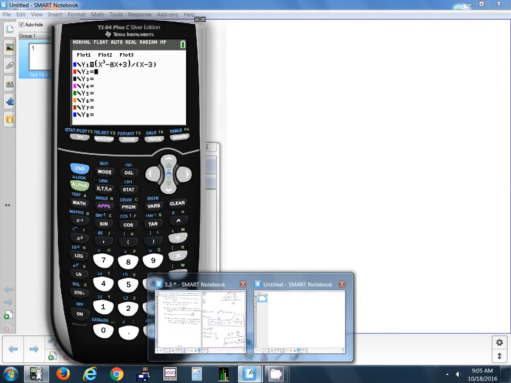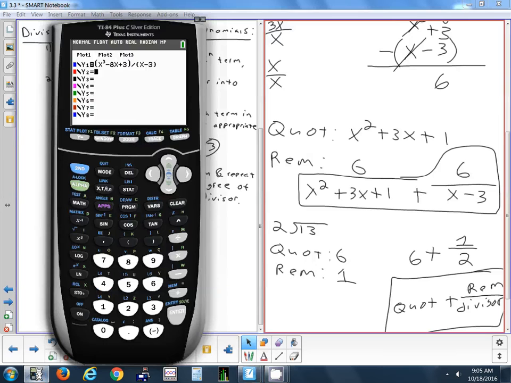Let's try that. There we go. All right, so x squared plus 3x plus 1. And just to type that last part in, be careful with parentheses. So I'm going to do plus 6 divided by x minus 3. And I'm going to put x minus 3 in parentheses.